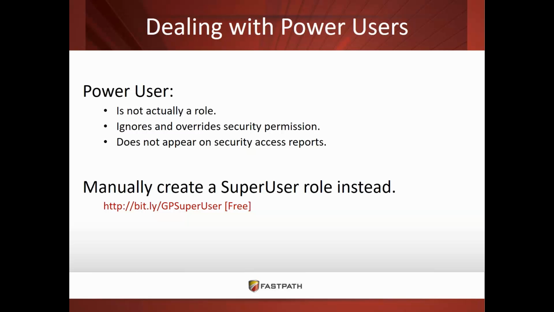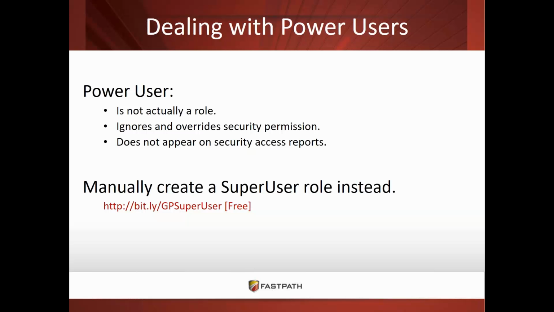What it does is every time you open a window in Dynamics GP, there is a line of code that gets read by the system. It says, check the user security, see if they have permission to open this window. If they do, open it. If they don't, return that message that we've all seen before that says, you do not have permission to open this window, please contact your security administrator. Power user tells GP, ignore that line of code. It will open any and every window in the system.